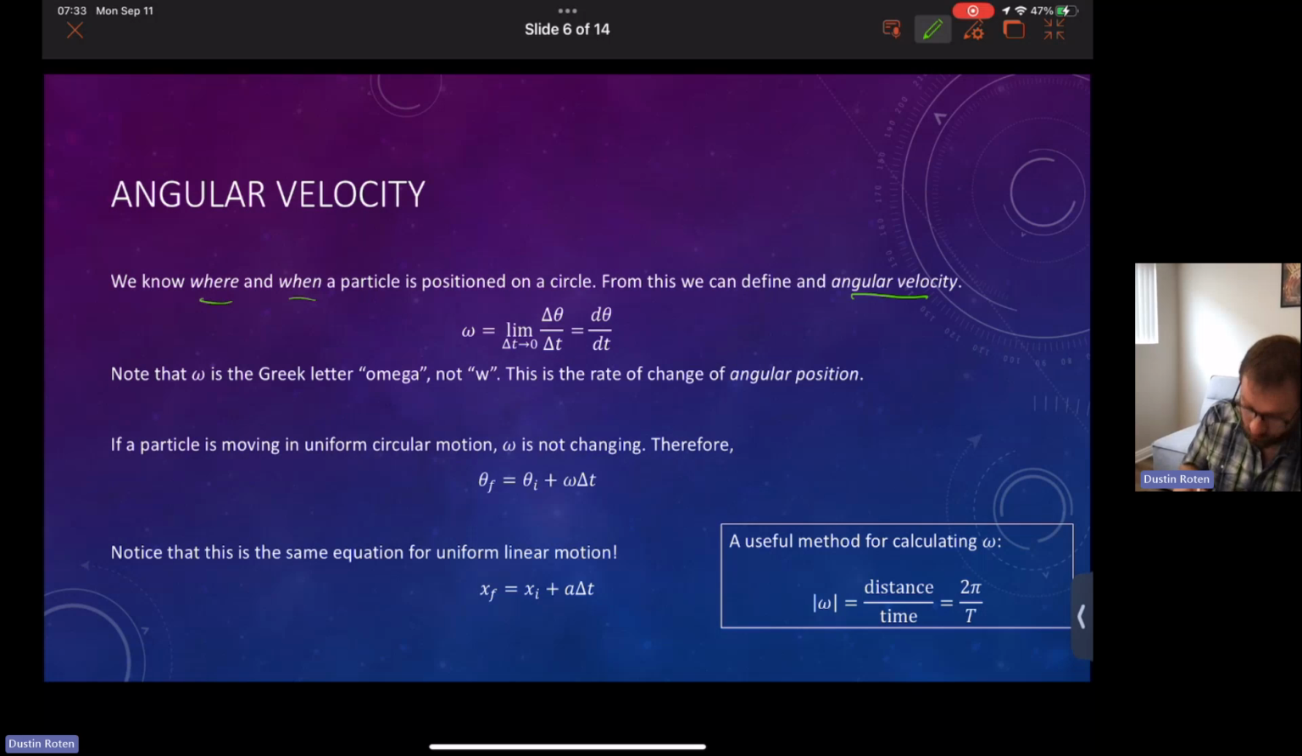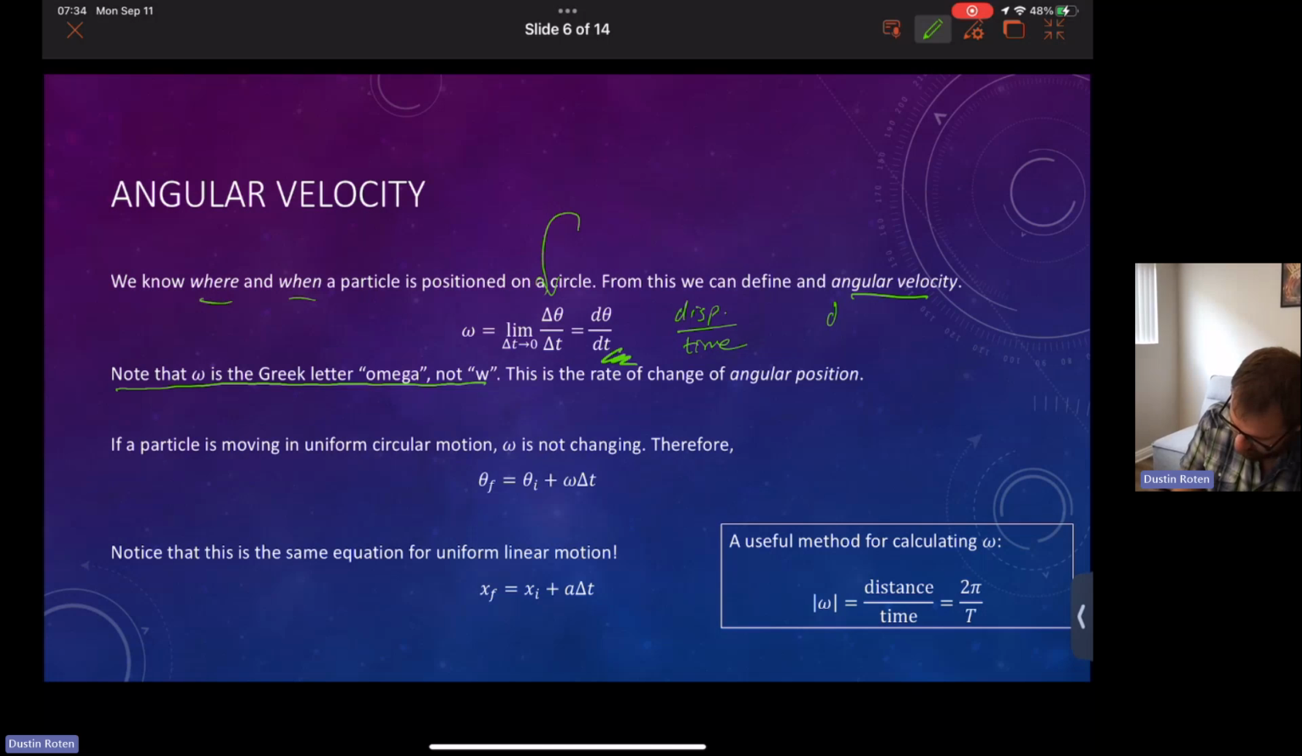Okay? Now, we're going to represent this with omega. This is not a regular W, okay? So this is the Greek letter omega. But the idea is the same that we've seen already. We're just going to take the displacement and divide it by the time that it takes to do that. You can see that here in the deltas. Now, if we let that delta t get really, really small and take the limit, it turns out that we have a very intuitive definition of angular velocity. It's just d theta dt.